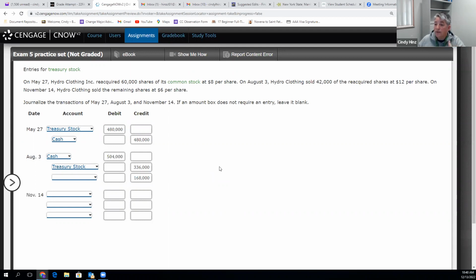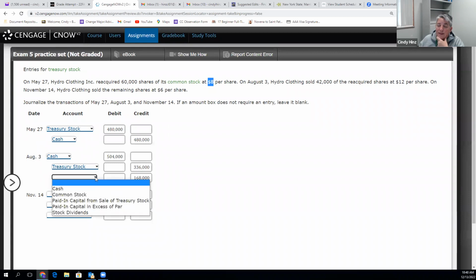We need an extra $168,000 on the credit side to make this balance. That $168,000 is the extra $4. So we bought these shares for $8 and we sold them for $12. The extra $4, if we reported this on our income statement, would look like a gain for us.